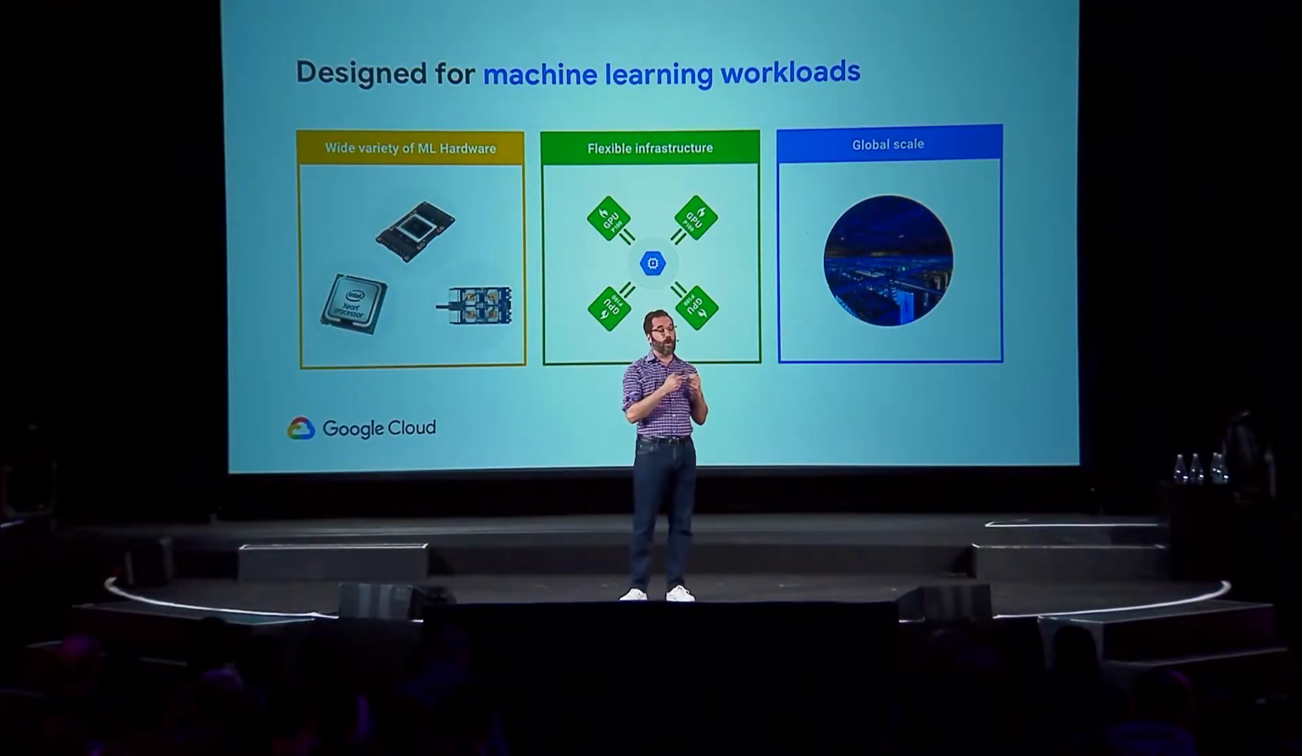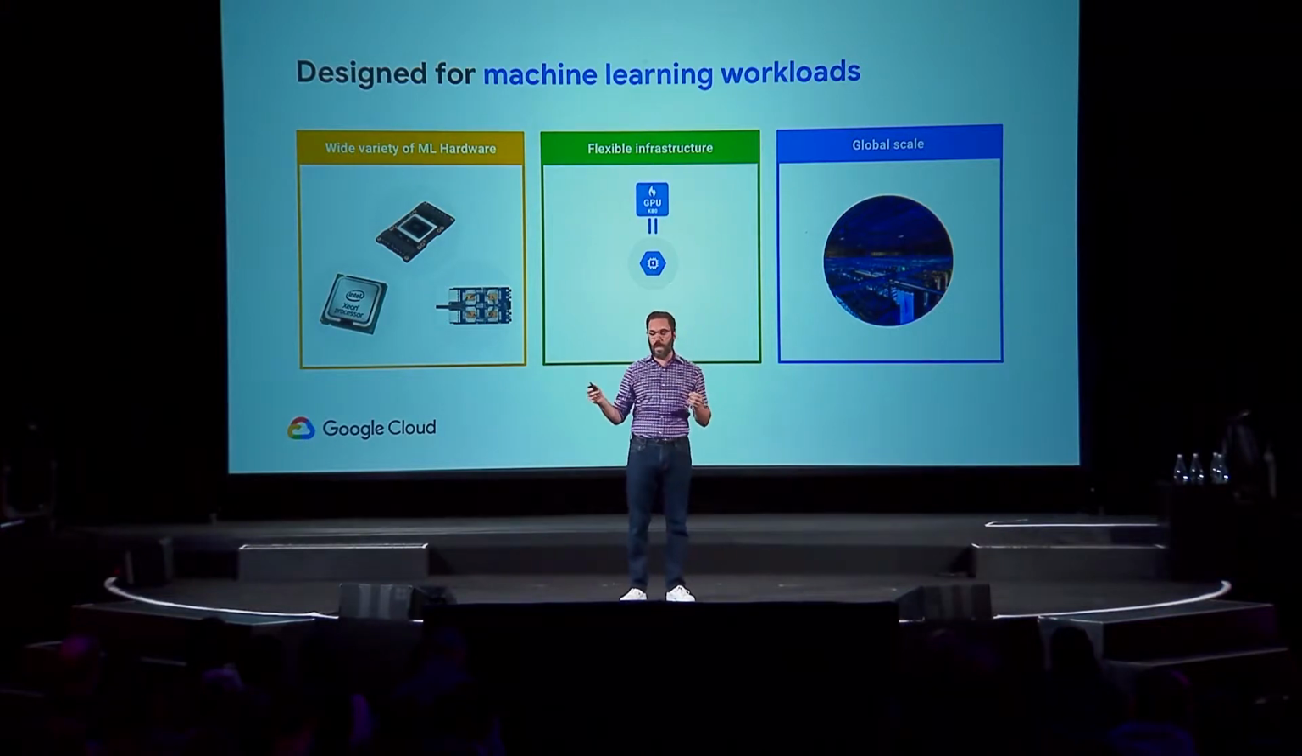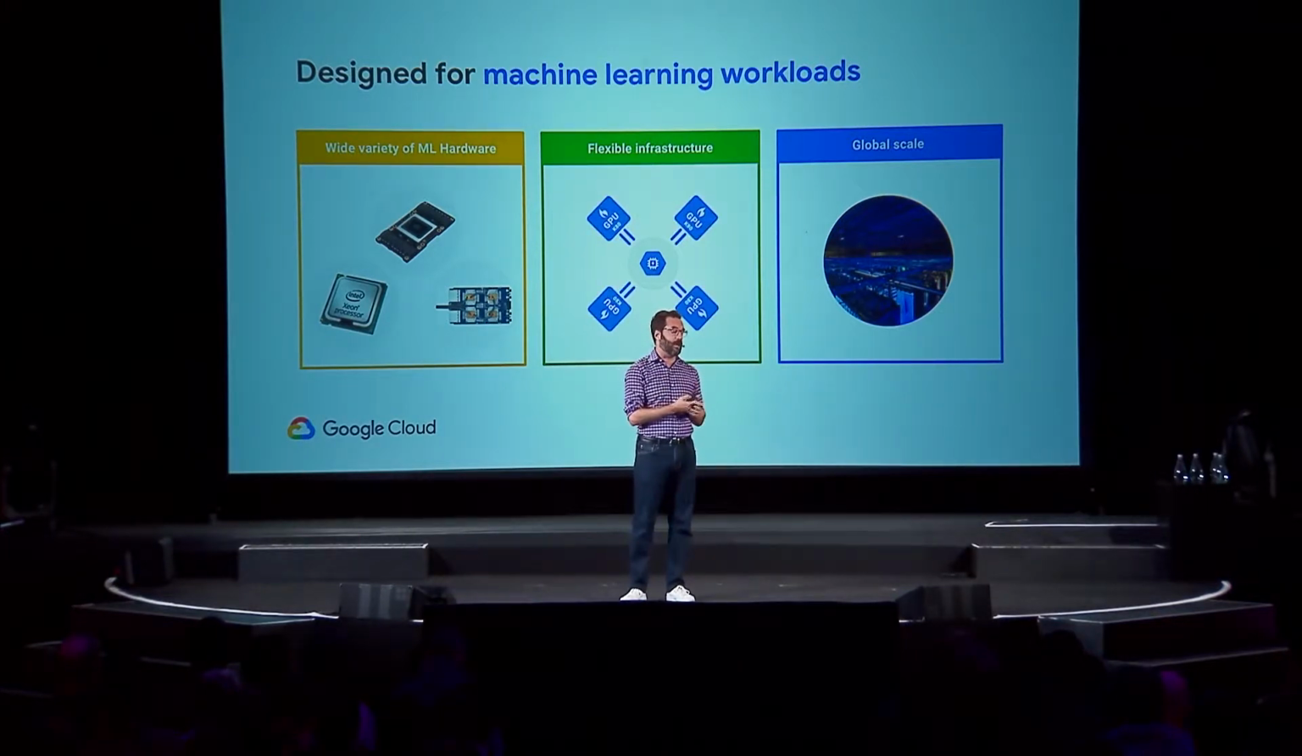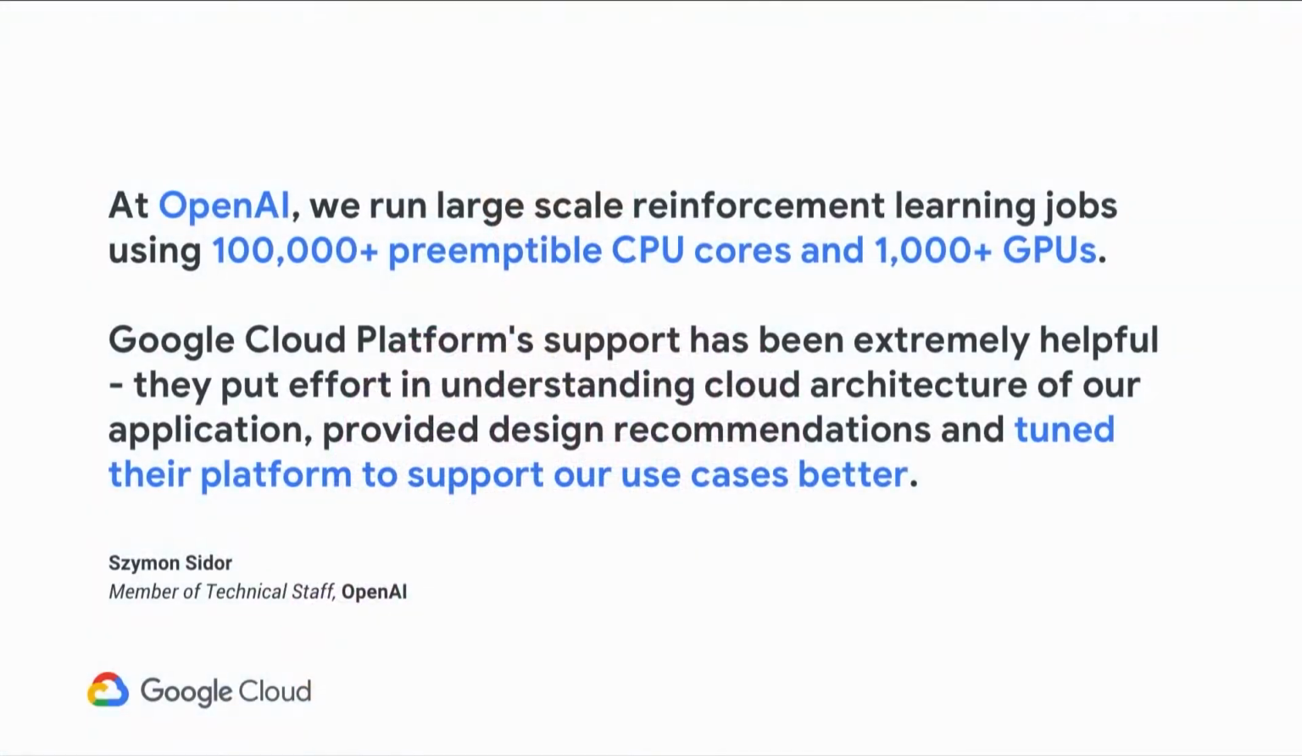And finally, we offer scale. 0 to thousands of cores and GPUs. We offer Cloud TPU pods, and it's all connected by Google's private backbone infrastructure. But don't just listen to me when it comes to scale. Here you have an example from OpenAI running a very, very large reinforcement learning job on up to 100,000 preemptible cores with 1,000 GPUs attached, in partnership with Google engineers.